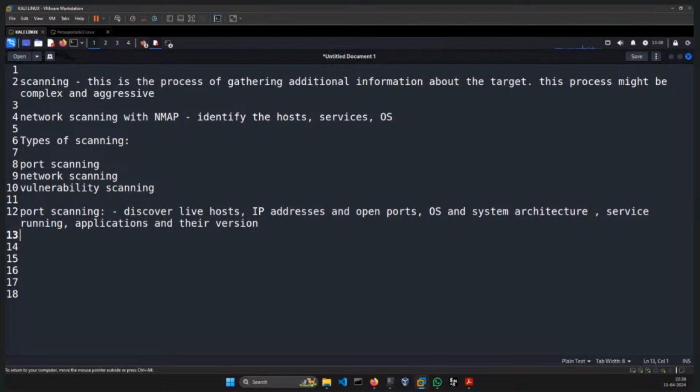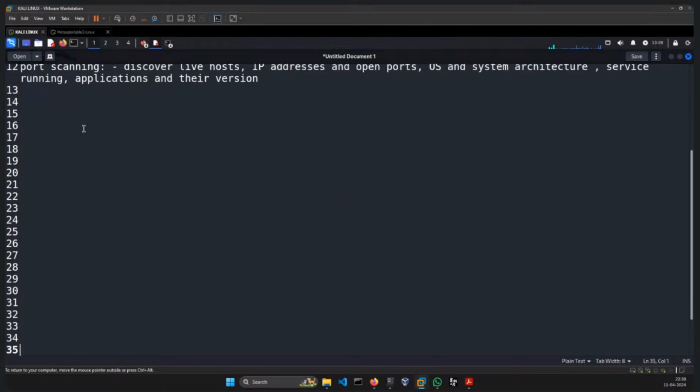Before jumping into scanning, we have to understand TCP communications, right? So do you guys know what TCP is? Do you have any understanding of what TCP is, how it operates, how the communication is established? Anyone in the chat section? Transmission Control Protocol, right?